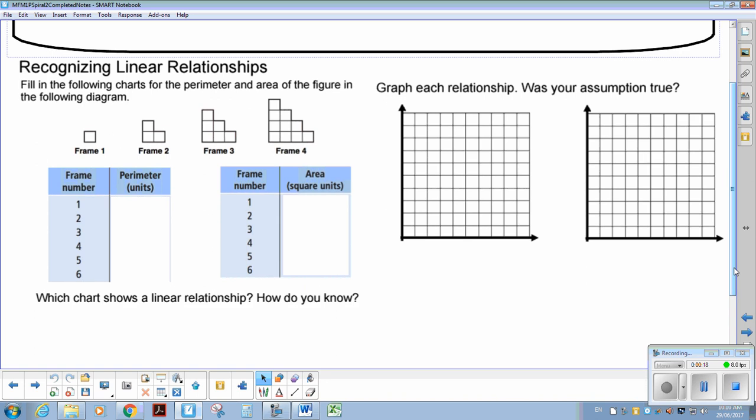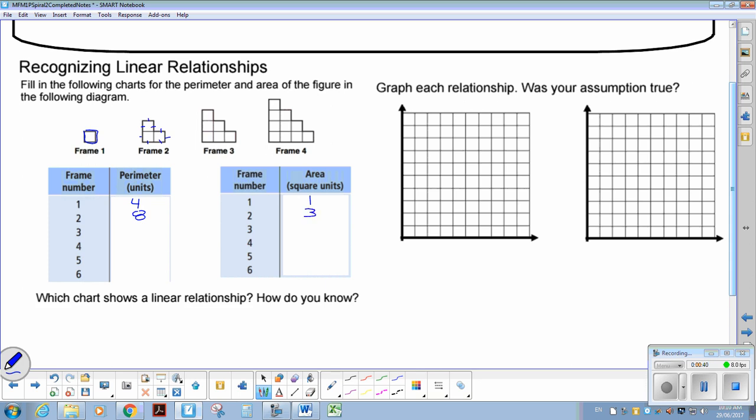I want to fill in the following chart for the perimeter and area of the figure in the following diagram. So again, perimeter is distance around the outside of an object. So frame 1, the perimeter is 4 units. The area is 1 unit. 1, 2, 3, 4, 5, 6, 7, 8 for perimeter.